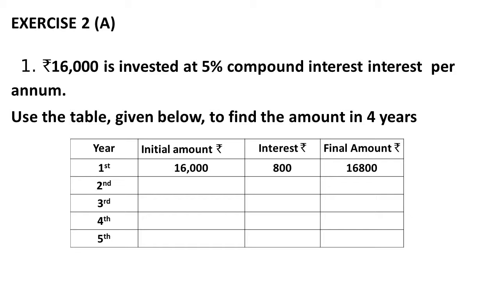Exercise 2A, question number 1. Rupees 16,000 is invested at 5% compound interest per annum. Use the table given below to find the amount in 4 years. With the given information, it is clear that the principal amount is rupees 16,000 and the rate of interest is 5%, and the conversion period is per annum. That is, every year the interest is to be calculated. Let us proceed with the session.